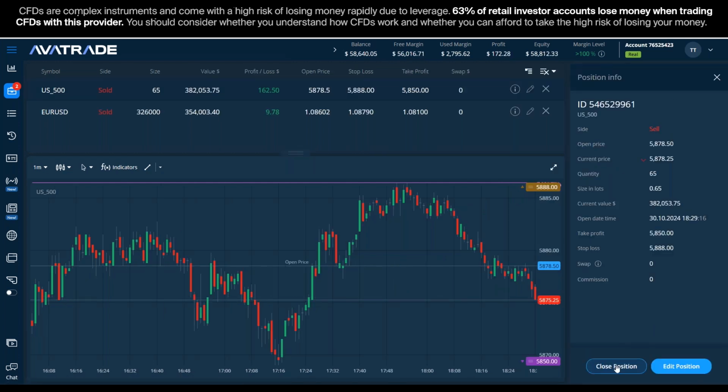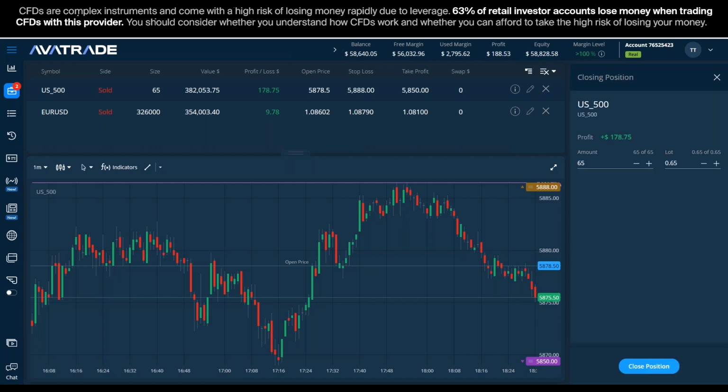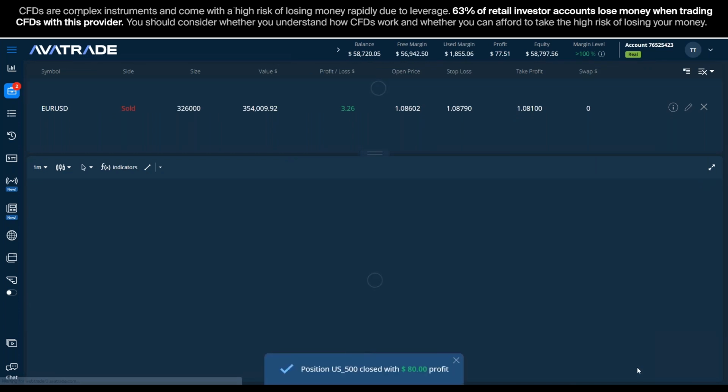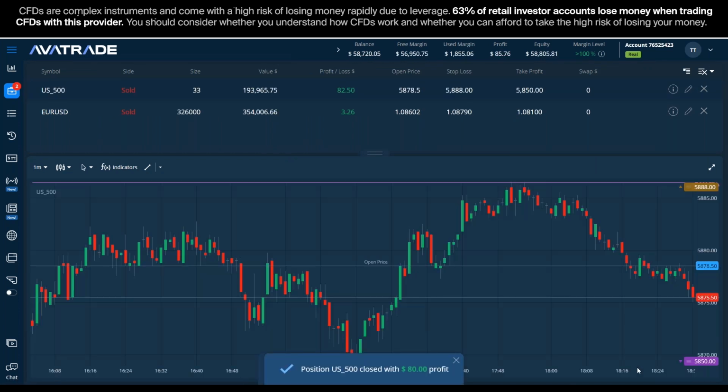And I can click close position, okay? And I'm up $178, so I can say, you know what, I don't want to close the whole thing. I'm going to close half of it. So 0.32, I want to close out of 0.65, close. Okay, I just pocketed about 80 something, half of what was open. I closed, so that amount of the profit went into my balance, and the rest of the trade is open now.